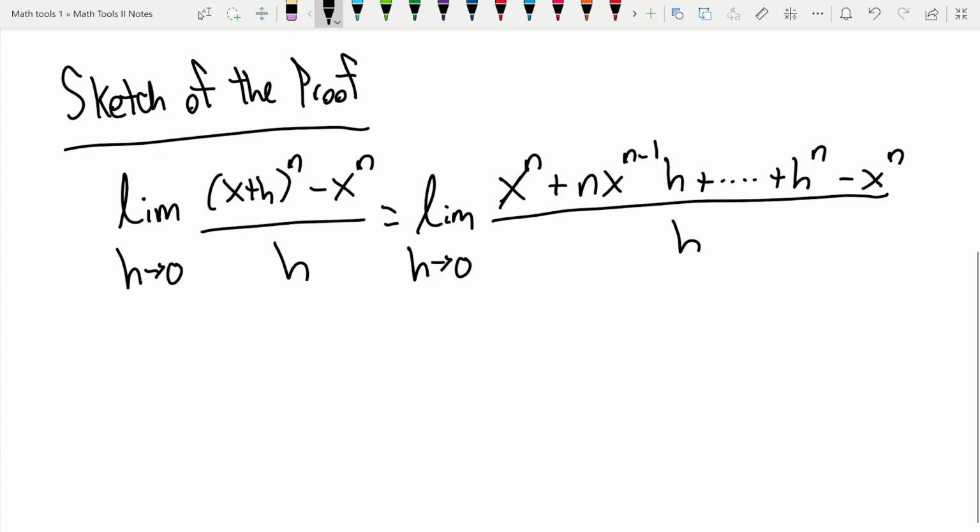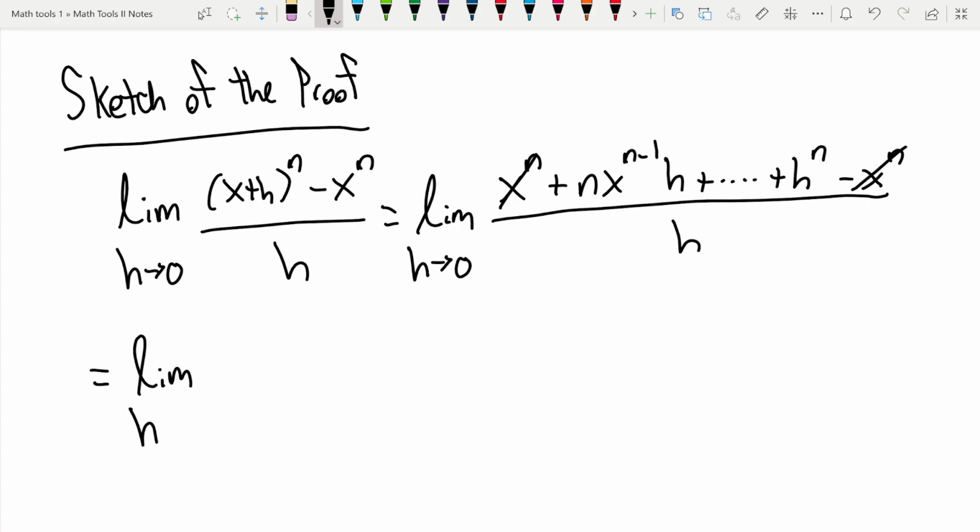So these terms will cancel out. Now all this stuff in the middle doesn't really matter too much, because the important part is that all of them are going to have at least one h. Specifically, this is the term with one h, and all the other terms are going to have at least an h squared or higher term in it.